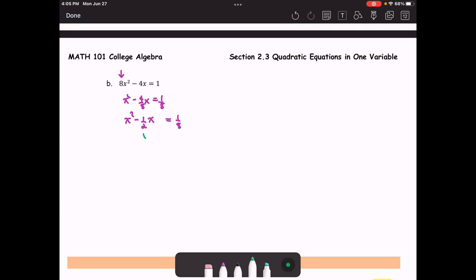The second term coefficient is negative 1 over 2. So we're going to divide it by 2, or negative 1/2 multiplied by 1/2, which is negative 1/4. That means we're going to add to both sides the quantity negative 1 over 4 to the second power, which is the same quantity as 1 over 16.